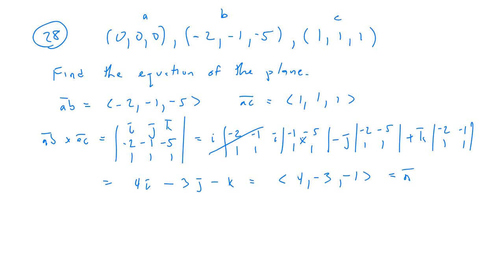So that's our normal vector. And again, we can double check to make sure we haven't made a mistake. So if I take the dot product with AC, I get 4 minus 3 minus 1, which is 0. And -8 plus 3 plus 5 is also 0. So it is perpendicular to the two vectors we know that are in the plane.